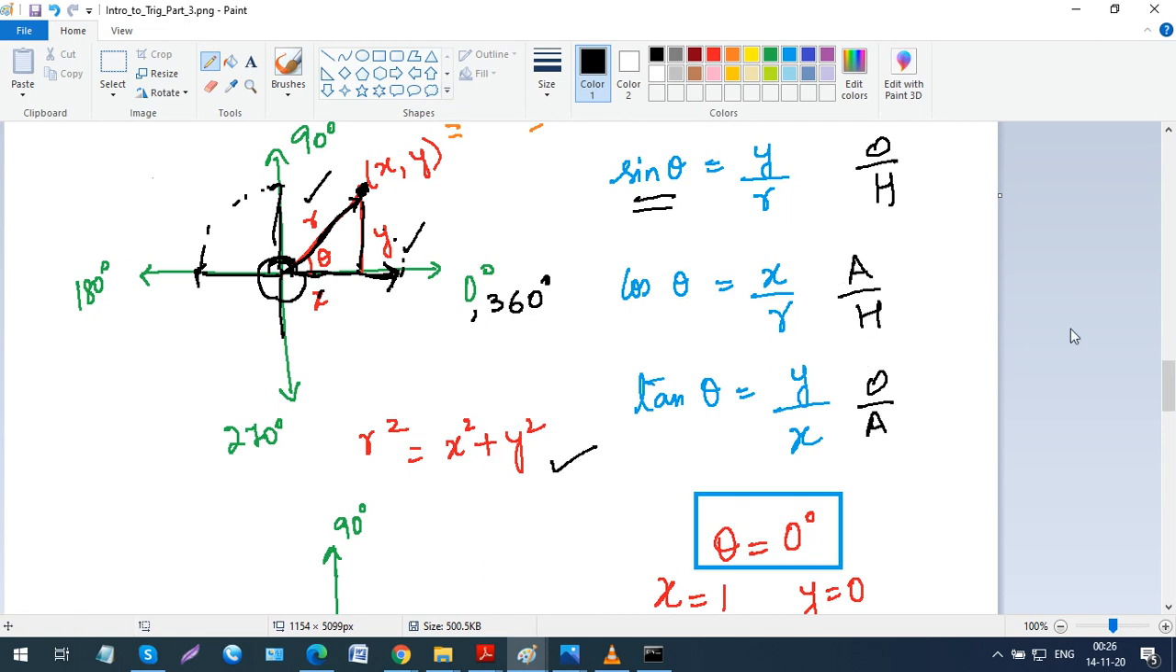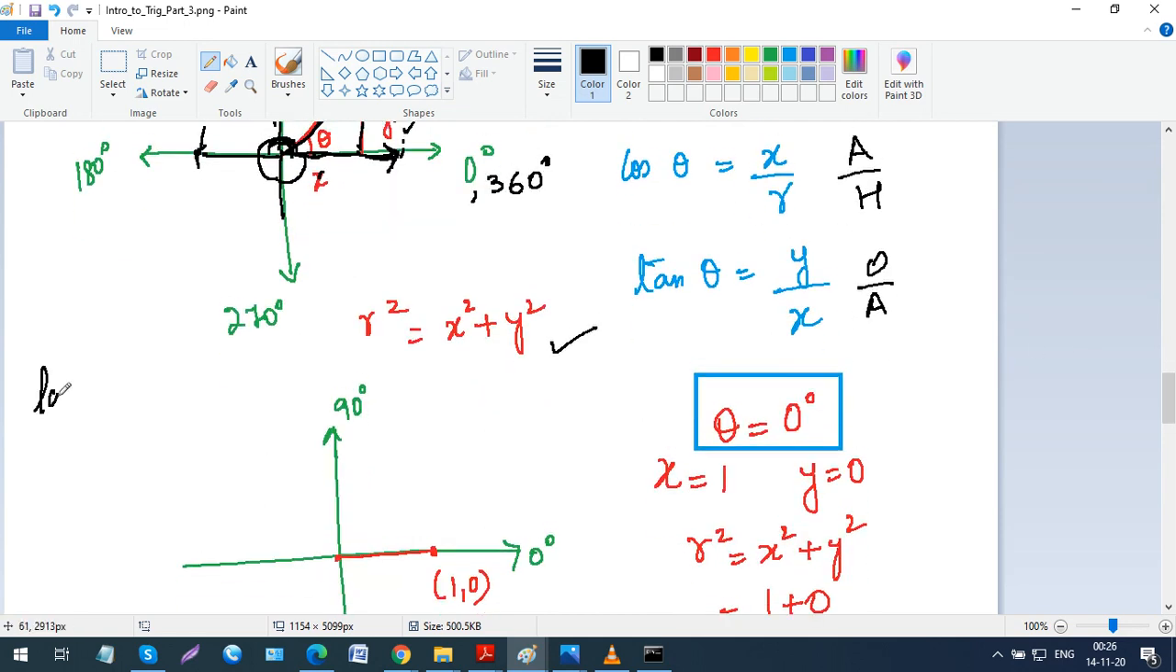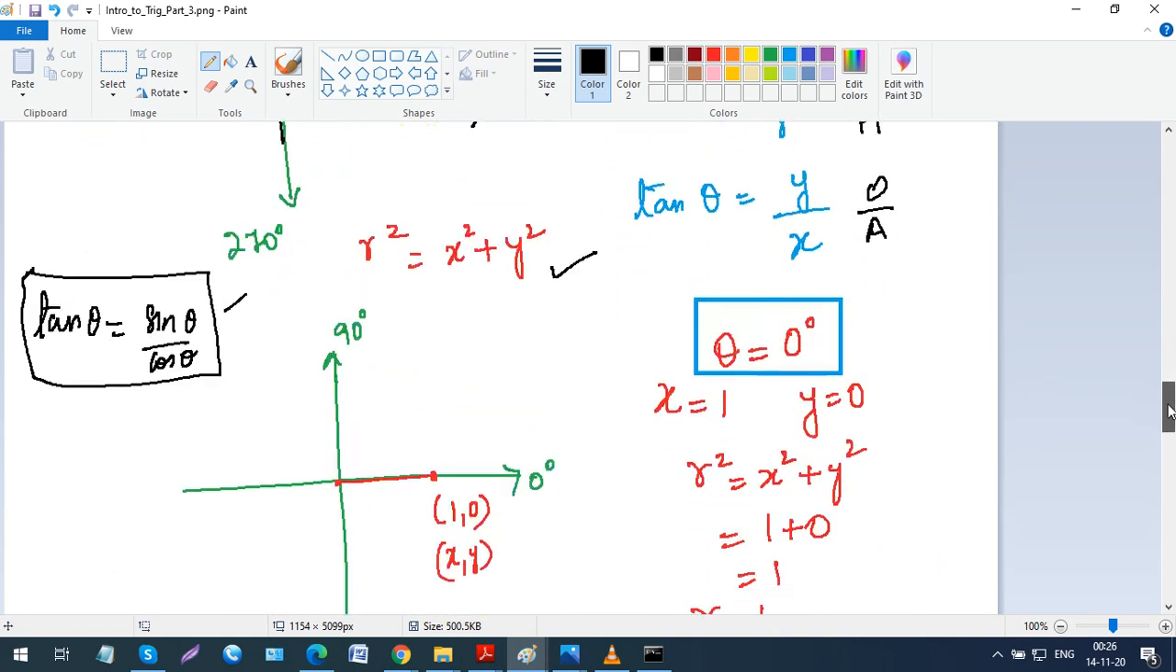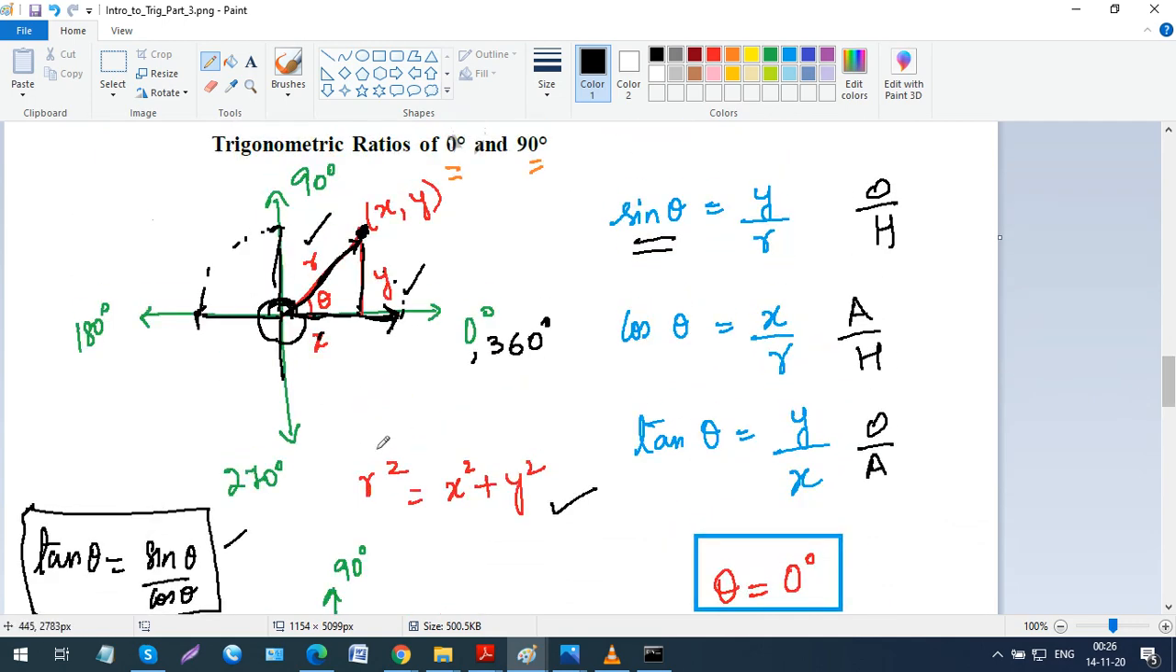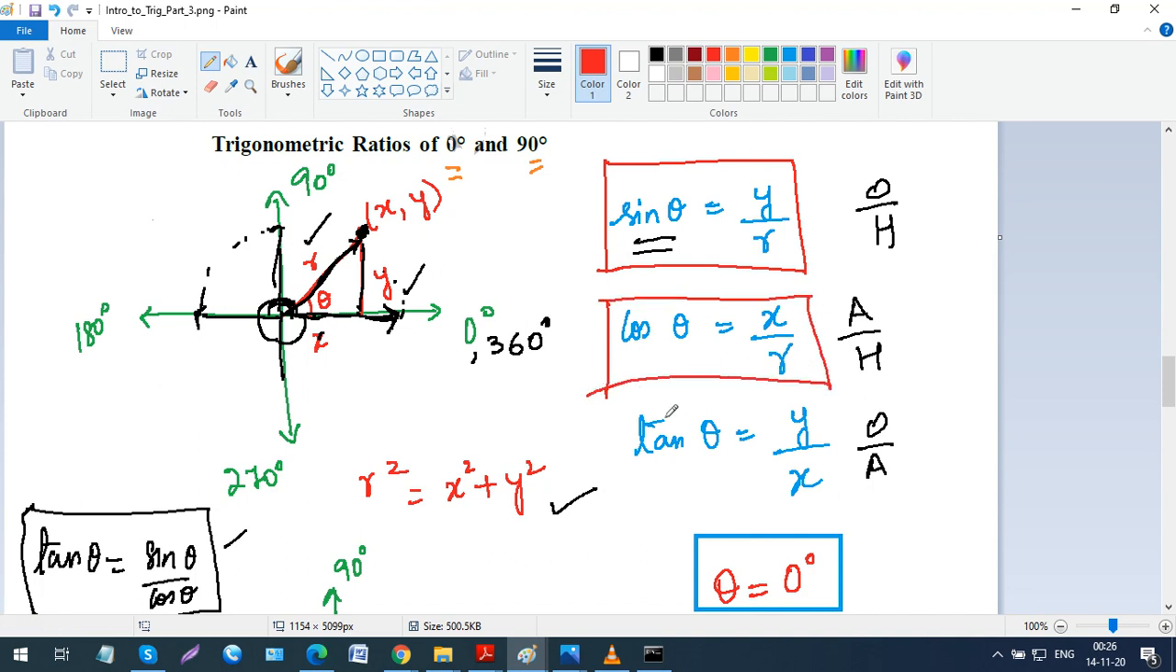And remember, one more small thing: tan theta could also be written as sine theta over cos theta. This is another way of writing tan theta. And cot theta will be cos theta over sine theta. We'll come to this later on. Now you should remember this: sine theta is equal to y over r, cos theta is x over r, and tan theta is y over x.